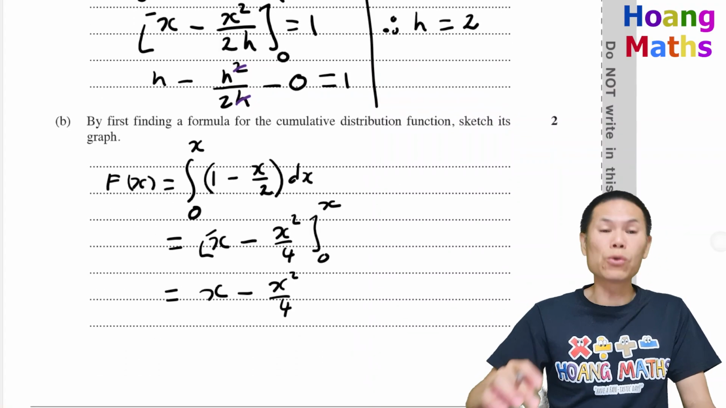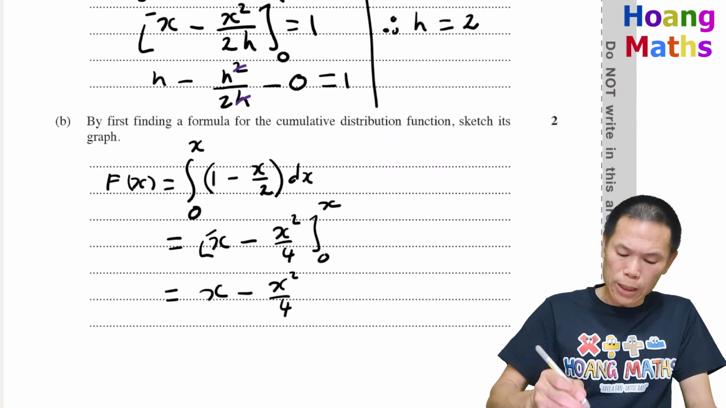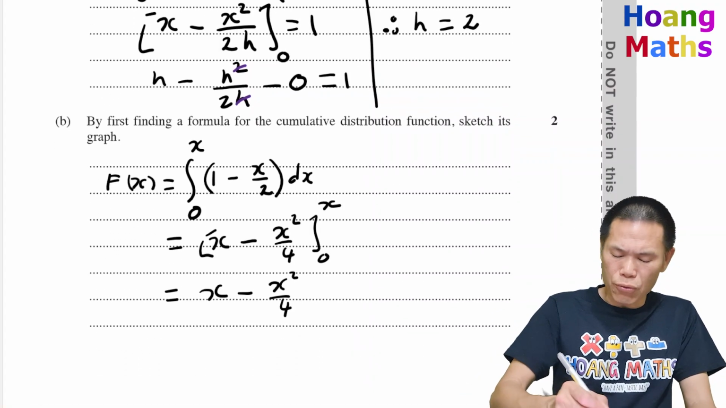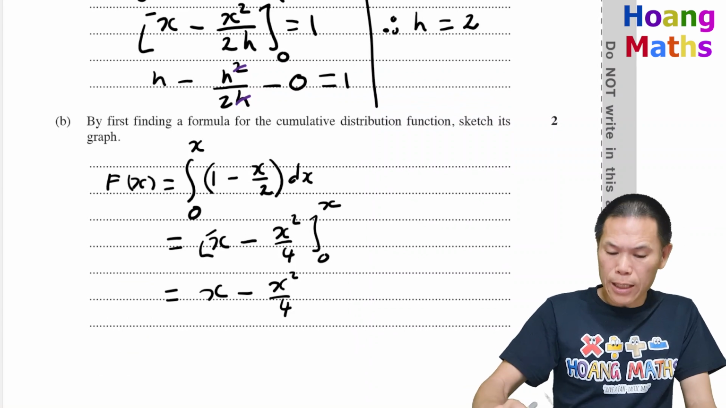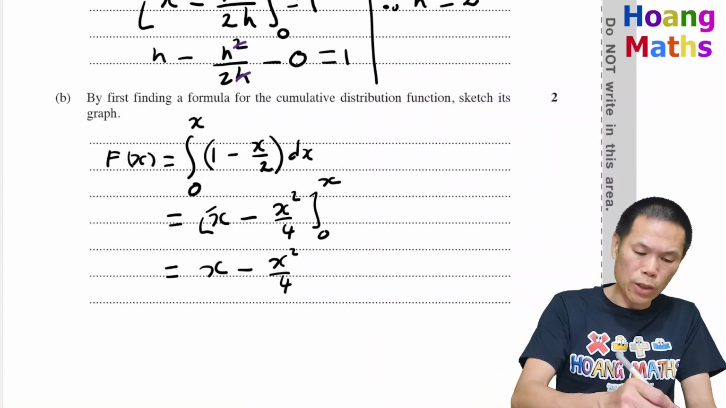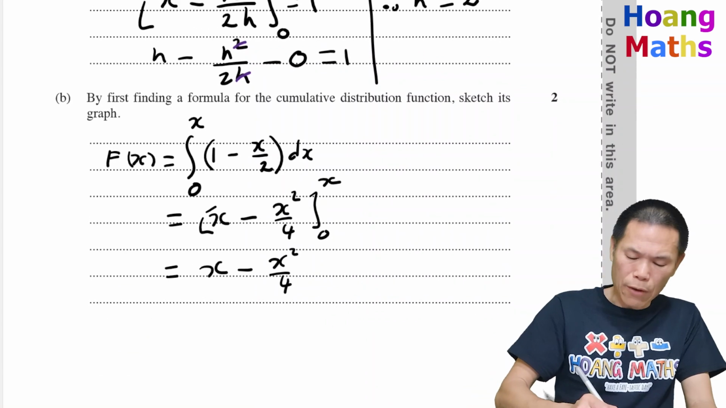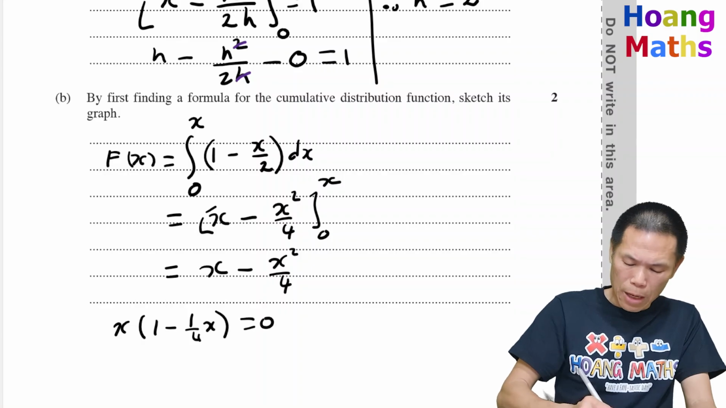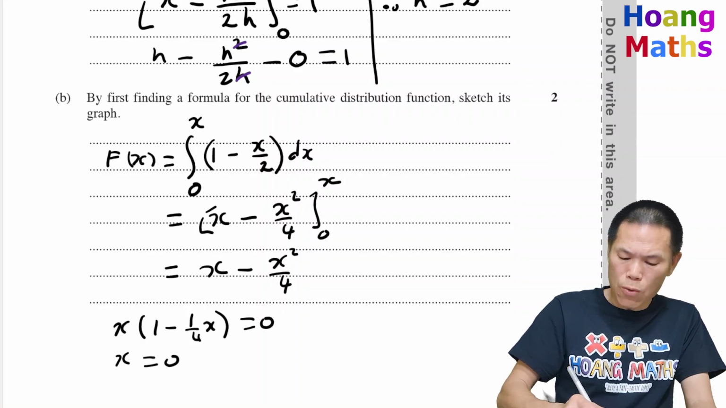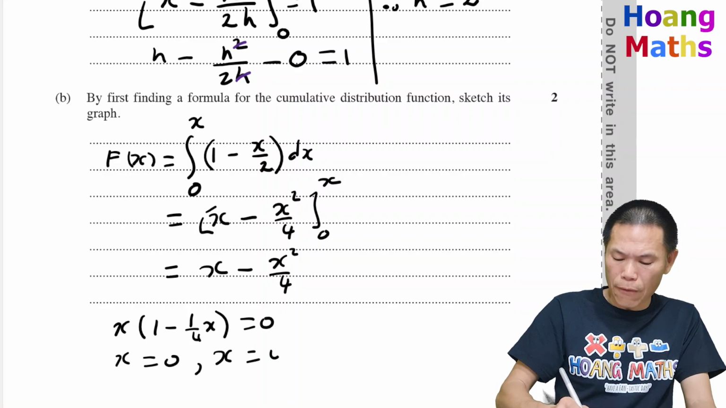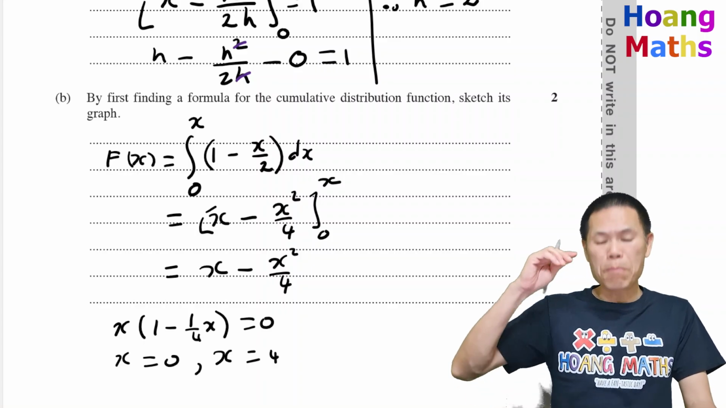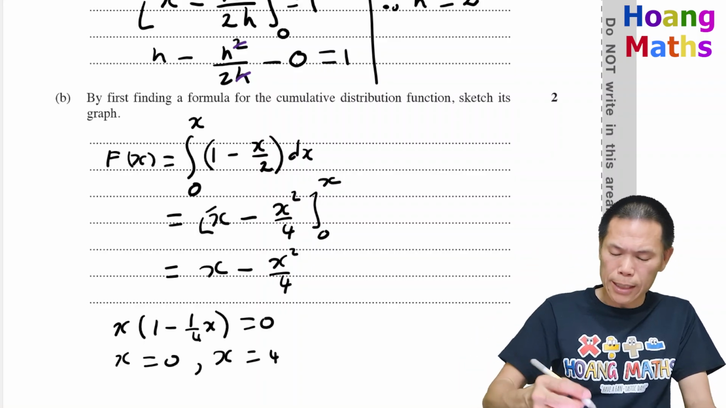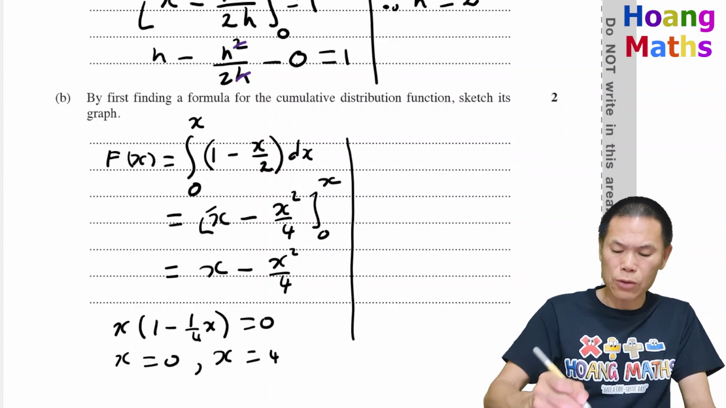So now we just need to sketch it. To sketch this, we know that it is a parabola. Let me quickly make a note on the intercepts. We can find the x-intercept: x times 1 minus a quarter of x is 0. So that means x equals 0 or x is 4, so the maximum turning point is at x equal to 2.